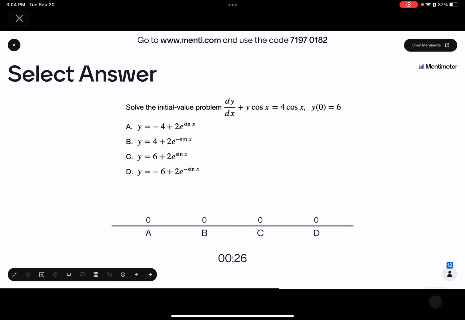How many solved? 12, okay. 24, 23. Okay, 15. And 9. Okay, that's okay, that's okay.